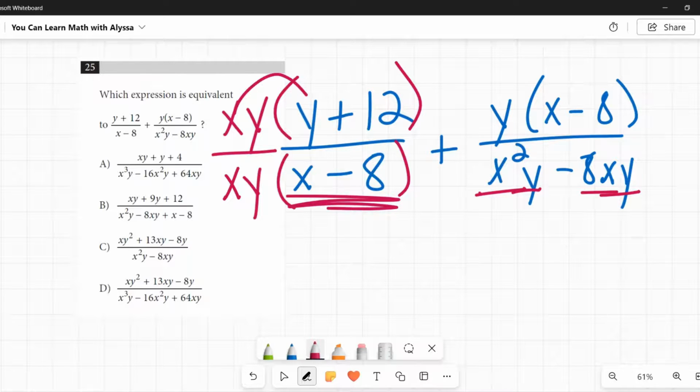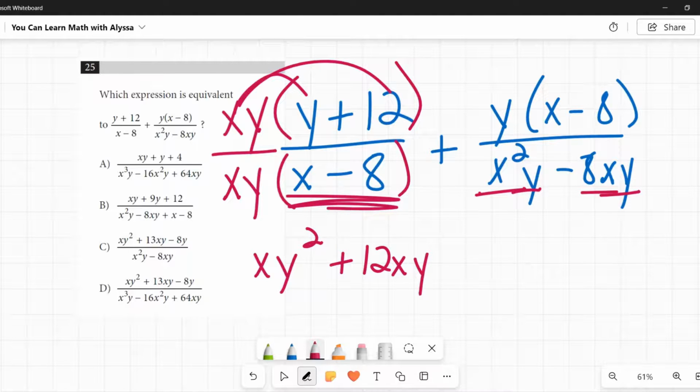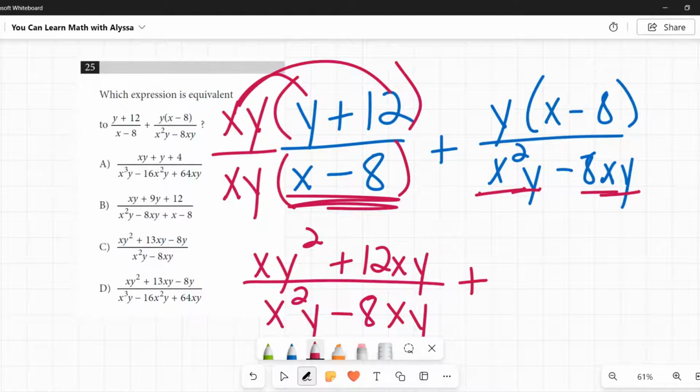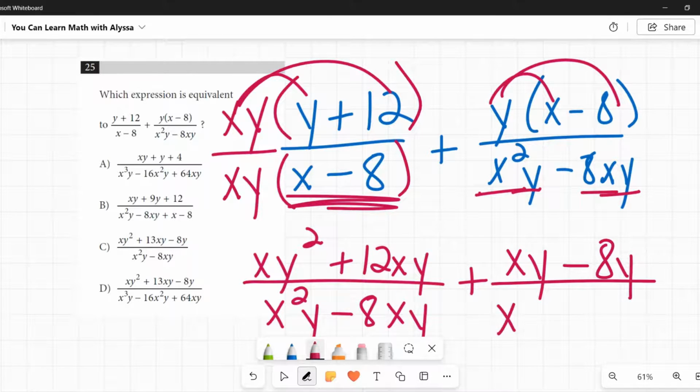Let me distribute here. xy times y is xy squared, and xy times 12 is 12xy. Then on the bottom here, I have the denominator I was looking for, x squared y minus 8xy. Woohoo! Now up here, I'm going to distribute this. x times y is xy. y times negative 8 is negative 8y. And that's all over x squared y minus 8xy.